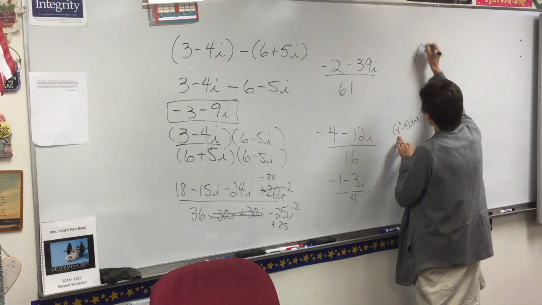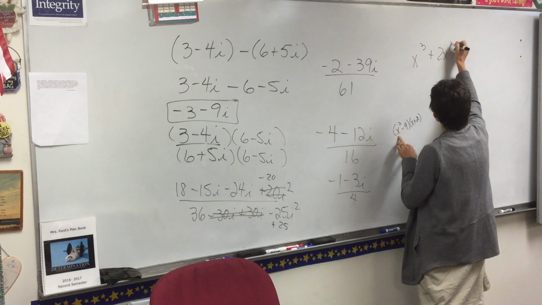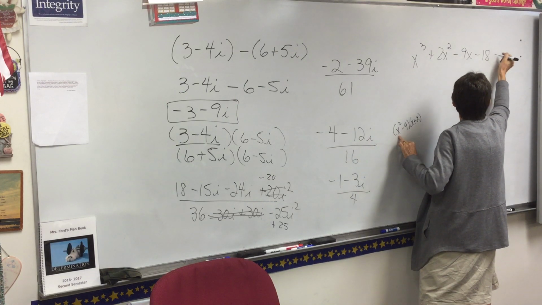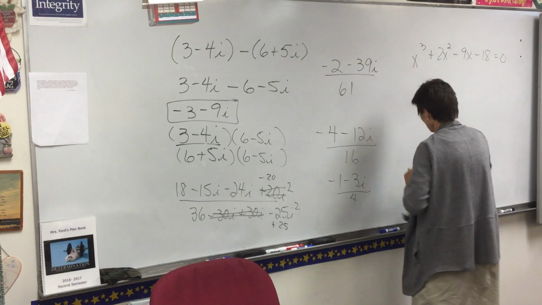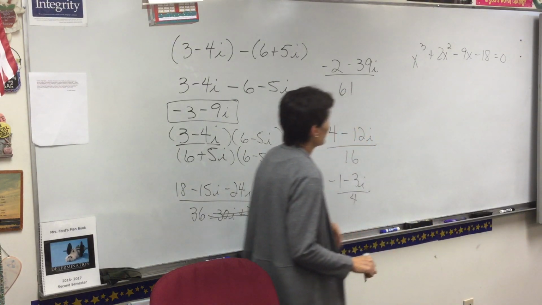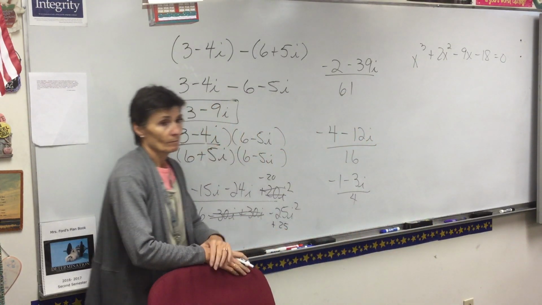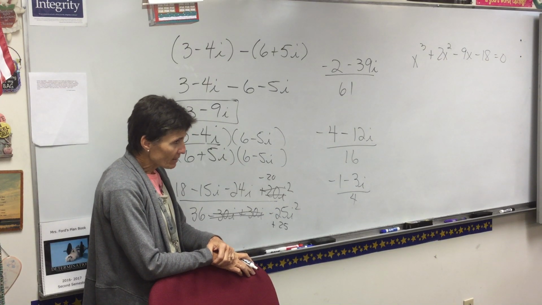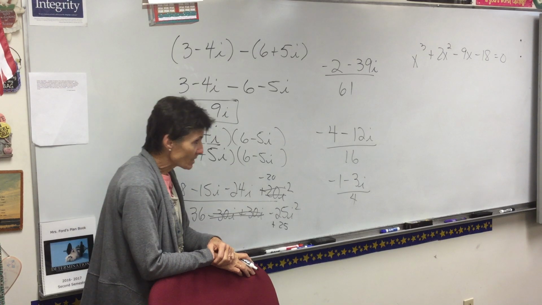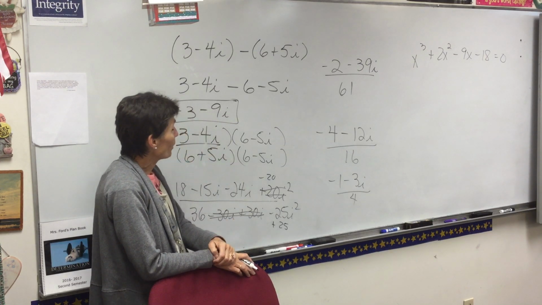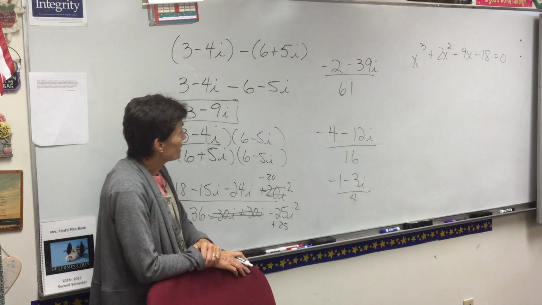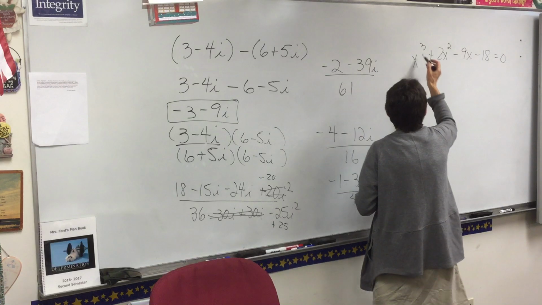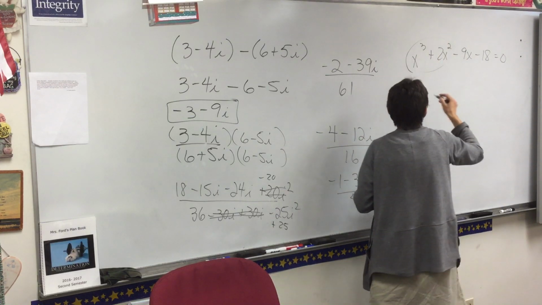Alright, so let's look at x cubed plus 2x squared minus 9x minus 18. The directions say solve. There's a whole bunch of terms up there. Are we going to use the quadratic formula on this? No, it's a cube. You can only use the quadratic formula if it's a square. So what did we say we were going to do to break this up? We're going to group it.